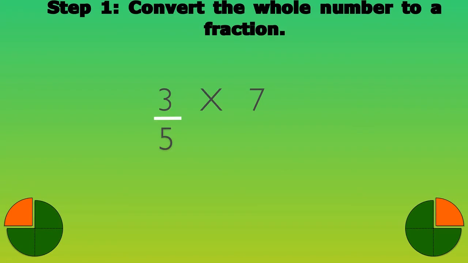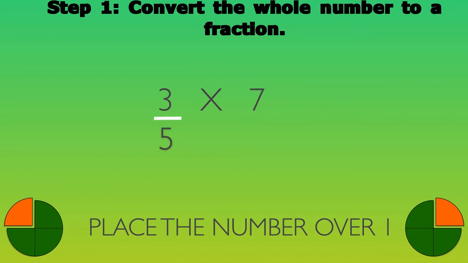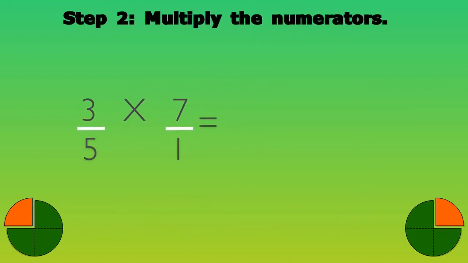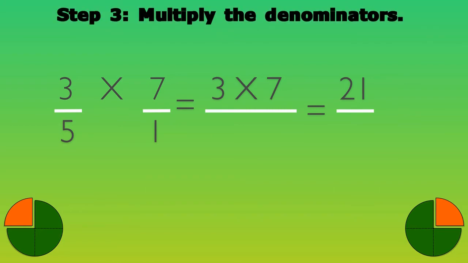So let's look back at our fraction. 3/5 times 7. Step 1 says that we convert the whole number to a fraction. To do that, we place the number over 1. Let's take a look at how this looks. Wonderful! So now we have 3/5 times 7/1. Step 2 says that we multiply the numerators. 3 times 7 is equal to 21. Yes. Now, step 3 tells us we multiply the denominators. 5 times 1 is equal to 5. I see that improper fraction.